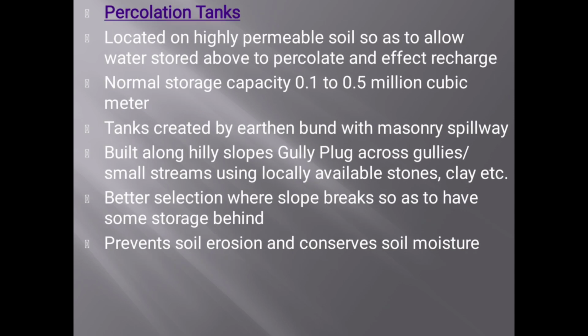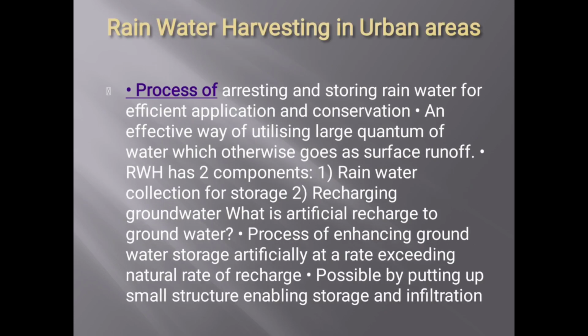Next one, percolation tank, located on highly permeable soil so as to allow water stored above to percolate and effect recharge. Normal storage capacity is about 0.1 to 0.5 million cubic meters. Tanks are created by earthen bunds with masonry spillway, built along hilly slopes, gully plugs across gullies and small streams using locally available stones, clay, etc. Better selection where slope breaks so as to have some storage behind, prevent soil erosion and conserve soil moisture. Next one, rainwater harvesting in urban areas.